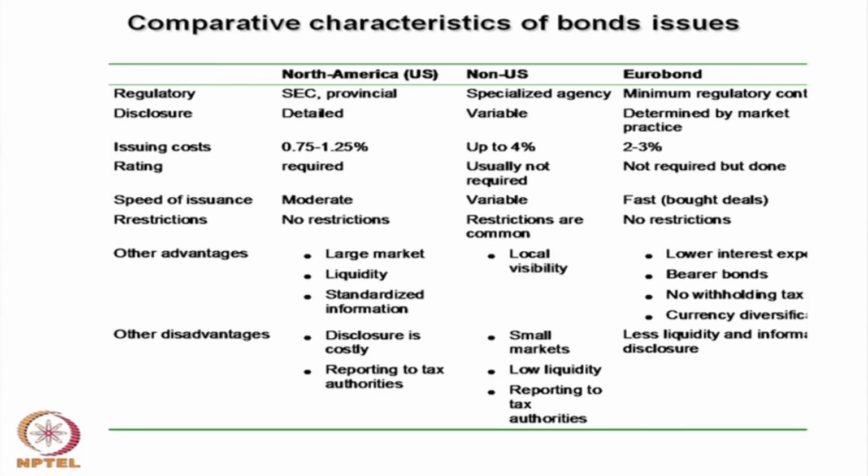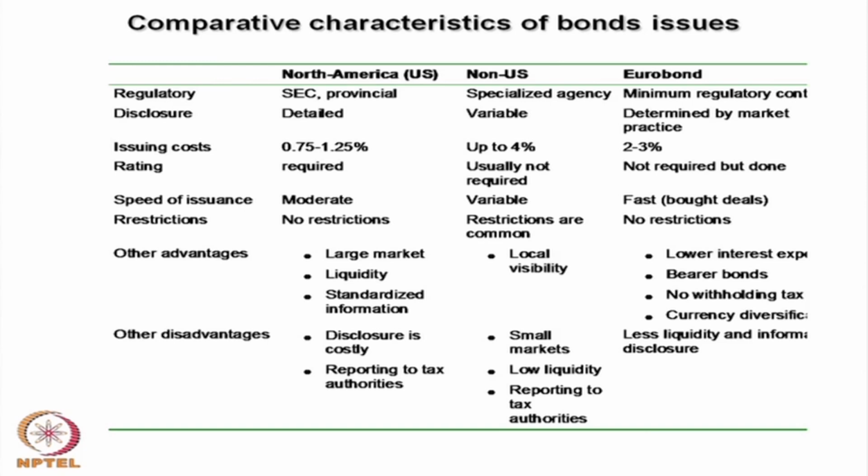As for the speed of issuance, when the bond is issued and capital is mobilized, the speed is moderate in the US and North America side, and variable in non-US, Latin American countries. It is very fast in the Eurobond market, with bought-and-sold deals and private placements. Regarding restrictive clauses, they are quite restrictive in Latin American countries, but there are no restrictions in North America and the US side, and no such restrictive clauses in the Eurobond market.